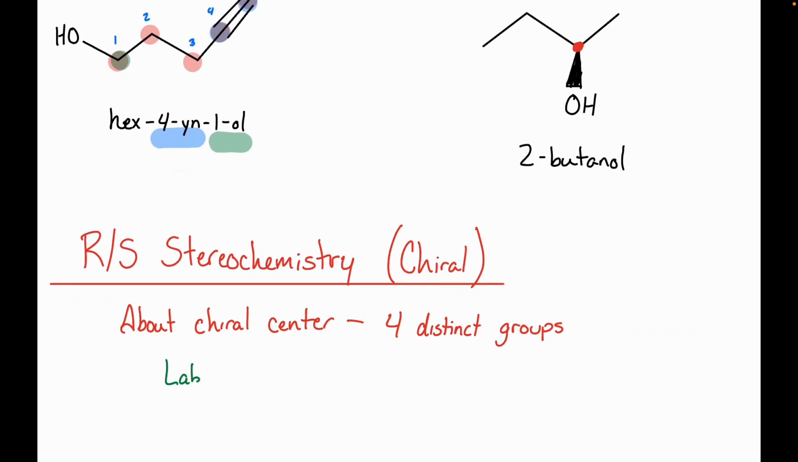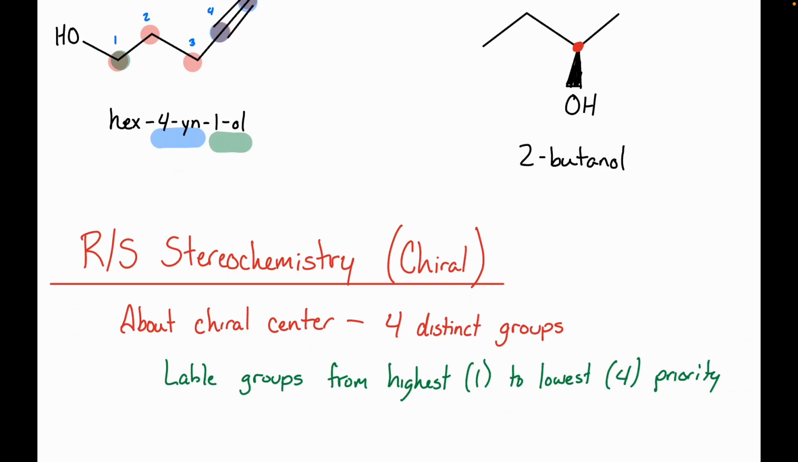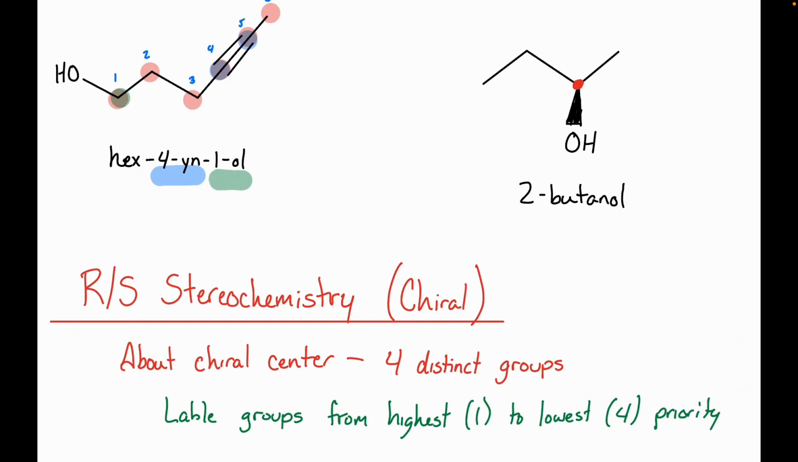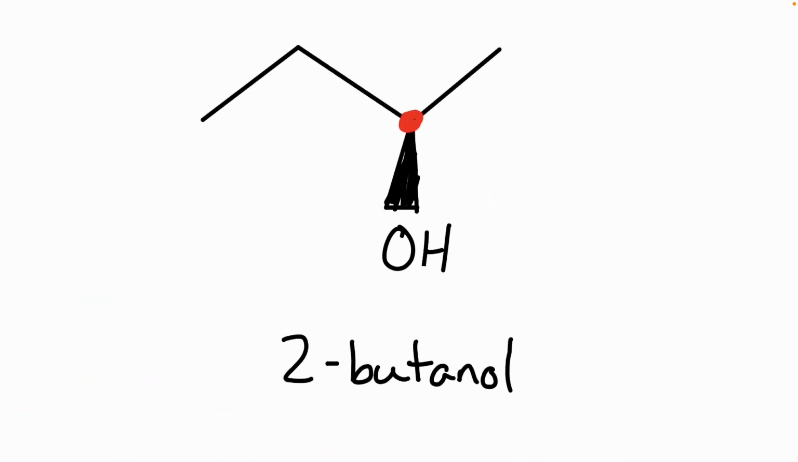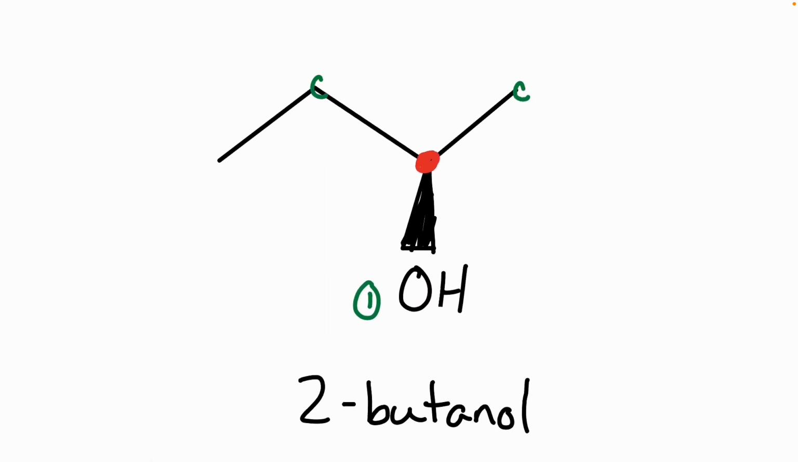Okay, we're going to label those groups from highest, which would get a 1, to lowest, which would get a 4, priority. So just like when we looked at EZ stereochemistry, we assigned priority to the groups. In that case, there were only 2 of them, so we got away with just saying high and low. Now we're going to label all 4 of them, rank them in order here. All right. So my highest priority group is going to be that oxygen for my alcohol. I get to these carbons here. I got a tie because they're both carbons.